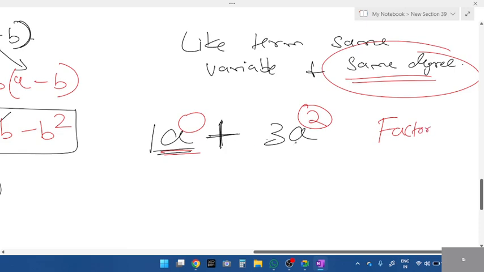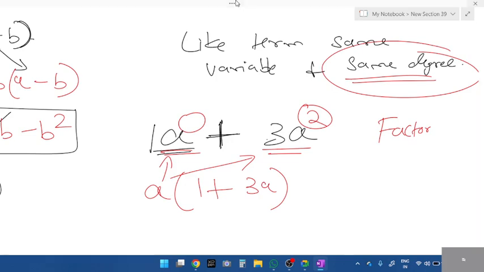If the terms are unlike, you can't add them. Can we add them? No, right? We can't. But we can factorize them. What is common to both? Which one has the least degree? What is the remainder you get when you divide? 1 plus 3a. This is how you get the factorization concept.